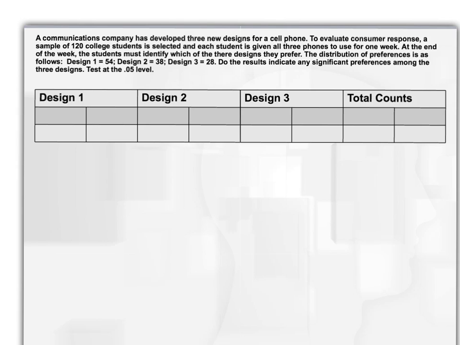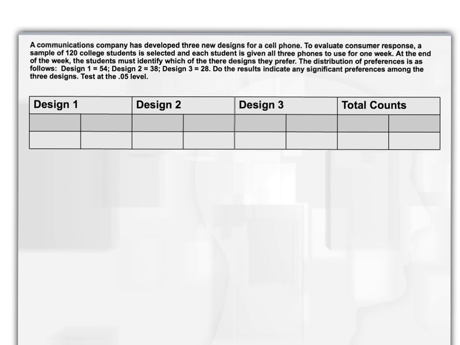Our observed frequencies for the cell phone designs, we have 54 students were classified as preferring design 1. That's what they said, that's what they expressed. 38 students expressed a preference for design 2, and 28 students expressed a preference for design 3. So this is what we observe, this is what we see, this is what we got from our polling data. And these three numbers should add up to 120.